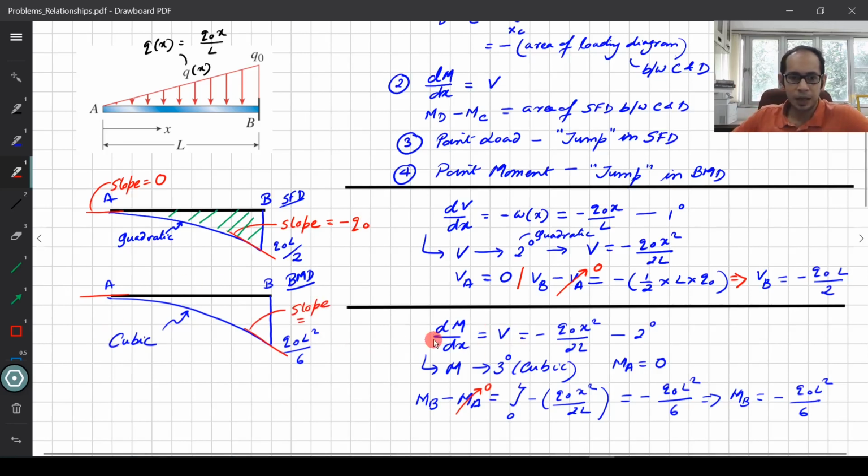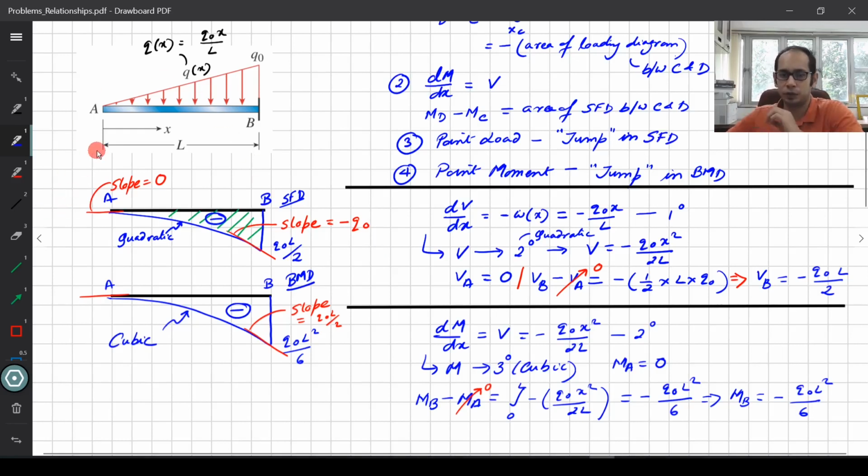Same dM/dx. The slope at B will be equal to the V at B, which is equal to Q naught L over 2. So here the slope is going to be Q naught L over 2 at this particular point, which is the value of the shear at that point. Also, your bending moment is negative and your shear force is also negative over here. You have to do more problems to get this into your DNA, how the relationships work and how to use them to get the values of the shear force and the bending moment.